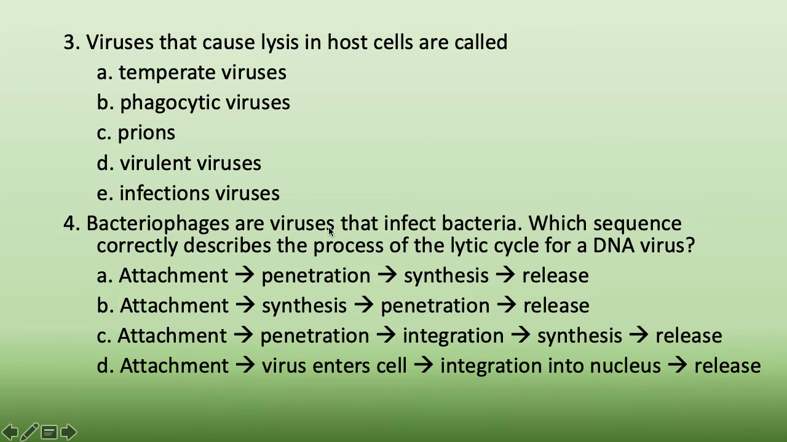Four, bacteriophages are viruses that infect bacteria. Which sequence correctly describes the process of the lytic cycle for a DNA virus? Nope. It's A. I thought there was five. There is, but this is not one. This is the lysogenic. Yeah. So attachment, penetration, synthesis, release.